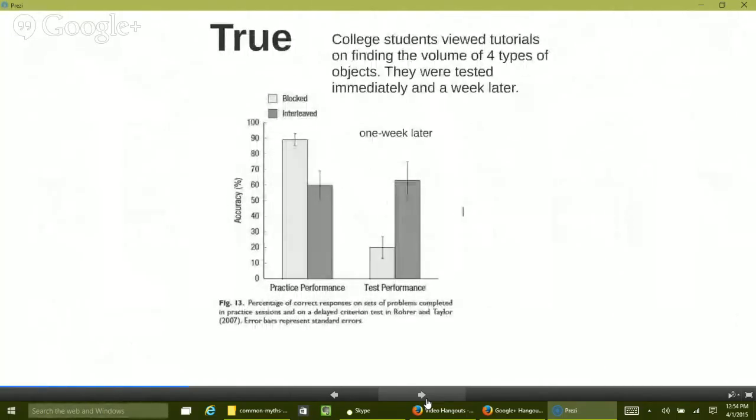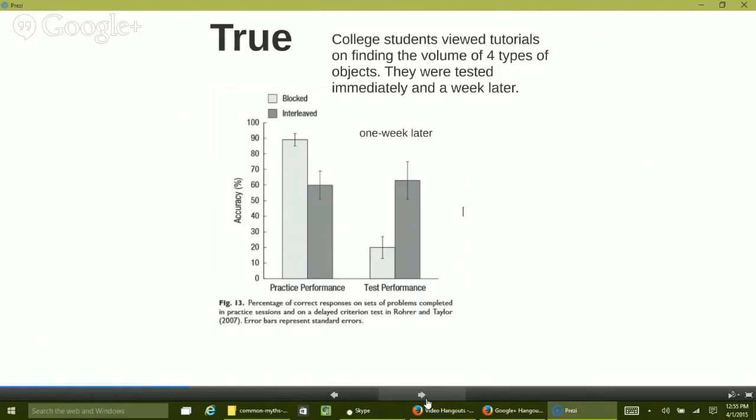Okay, and what happens is that in the short term, when they're shown the shapes of the objects and so forth, and they're tested on immediately, they can very easily apply the formulas for the volume of spheres, cubes, and so forth. And so they do better with the block practice. But then if they're tested 1 week later with the exact same types of problems, the students who had the interleaved practice do significantly better.